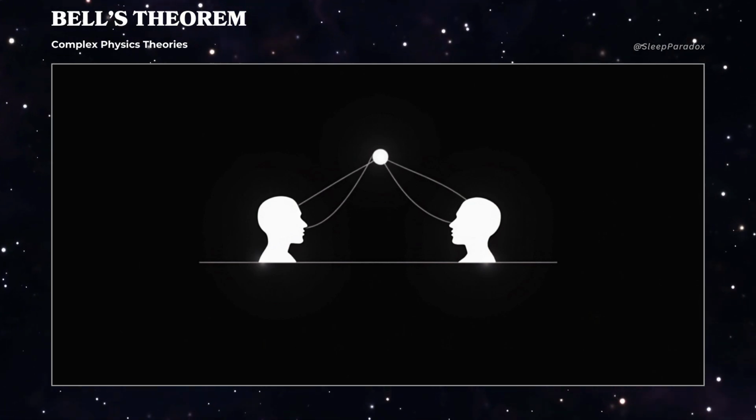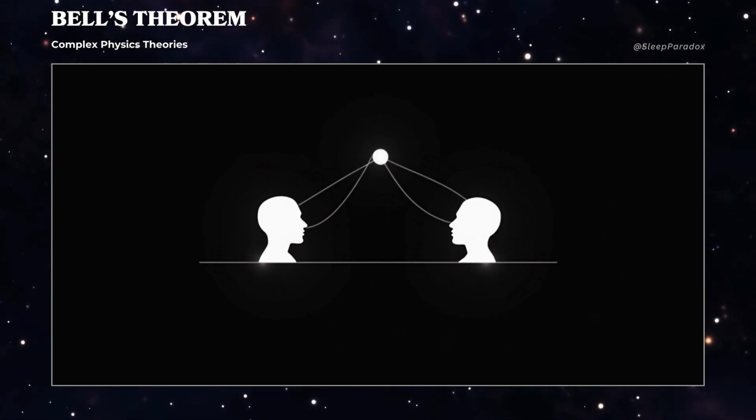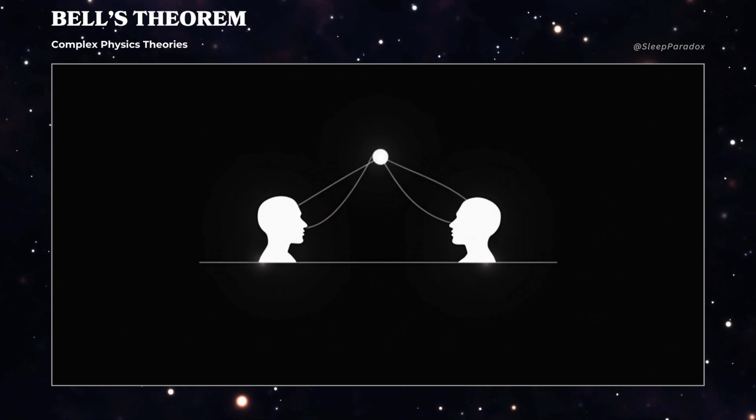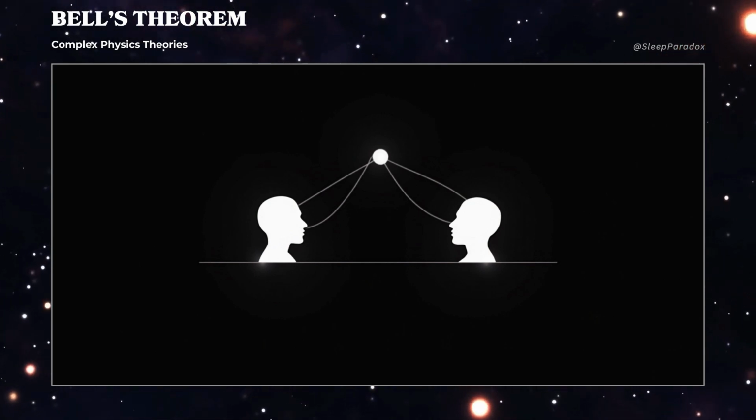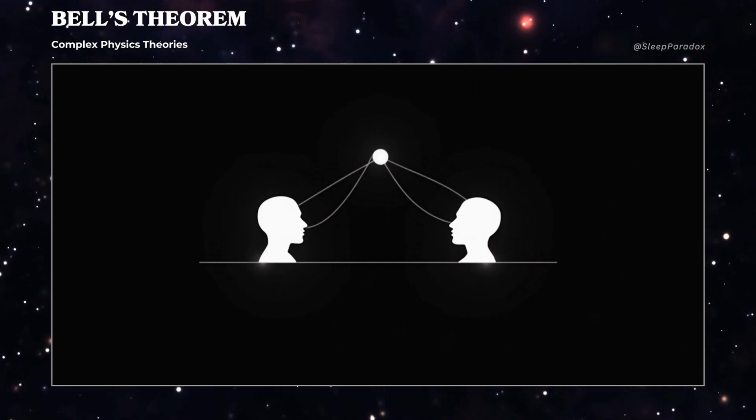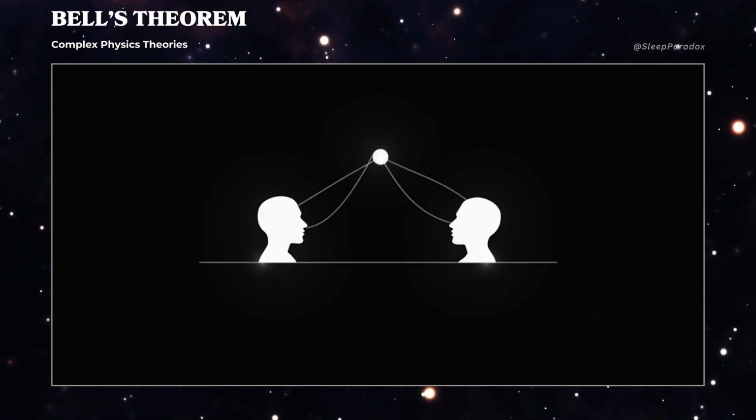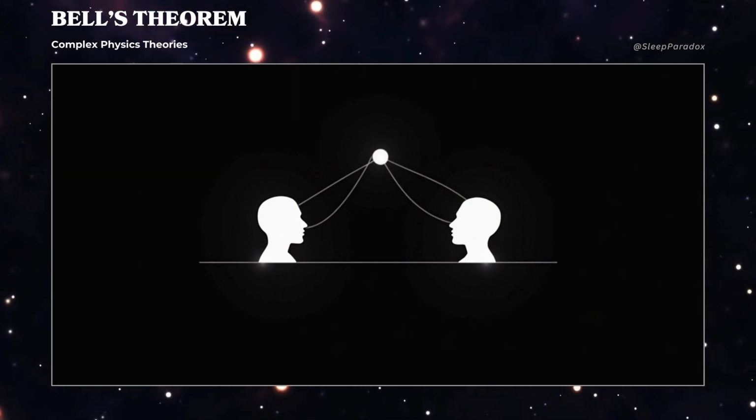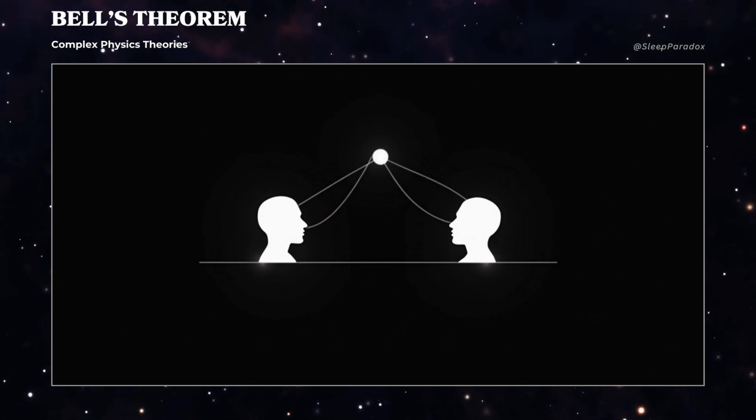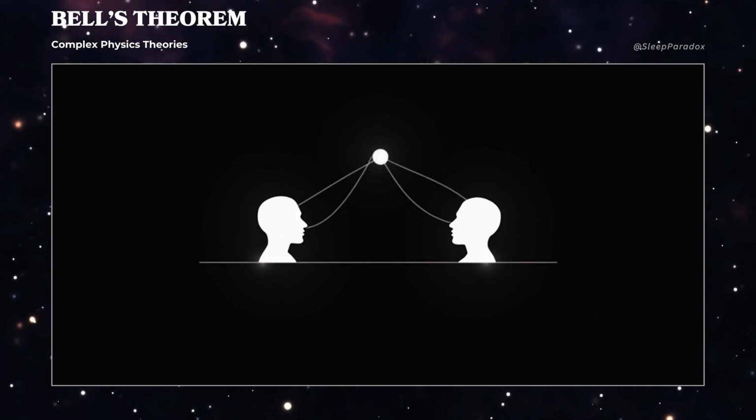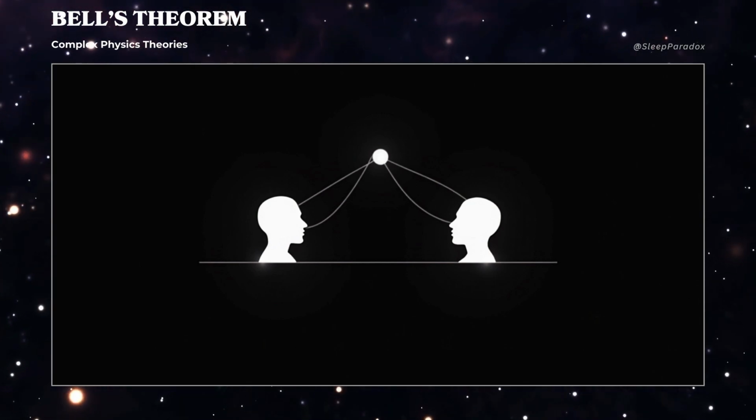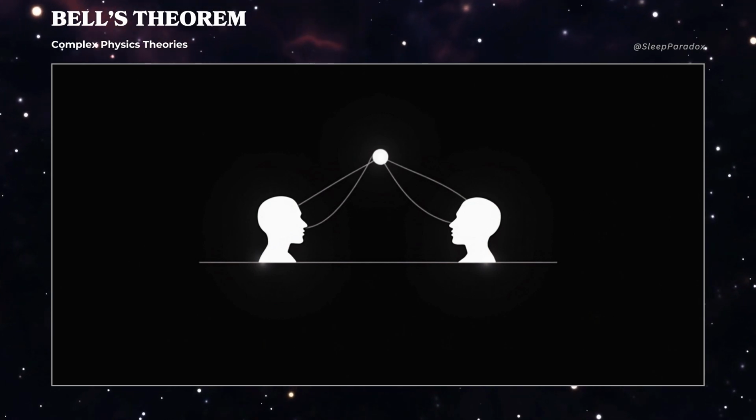distance between them. It's important to understand that this does not mean information is traveling faster than light. No usable signal can be transmitted in this way, and causality is preserved. But it does mean that the results of quantum measurements cannot be explained by any local mechanism that existed before the measurement was made. Bell's theorem also raises deep philosophical questions.